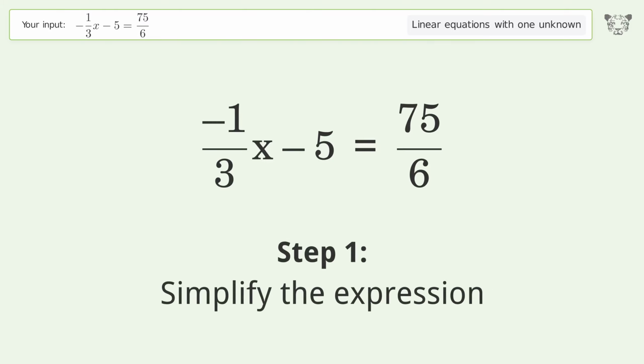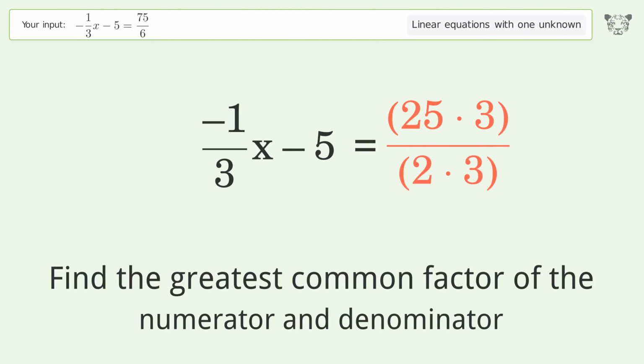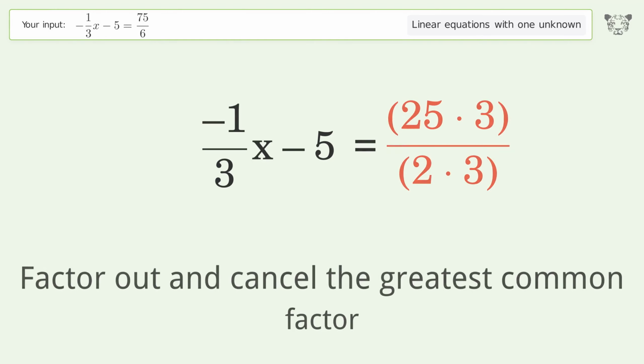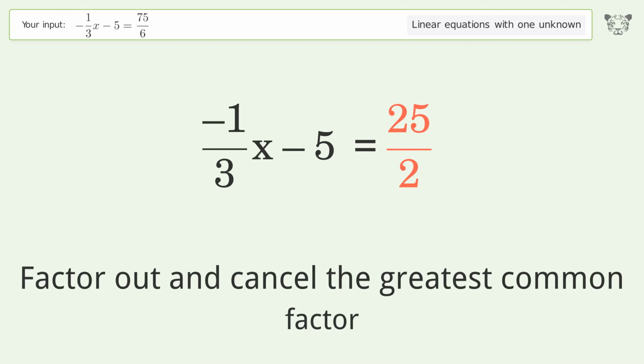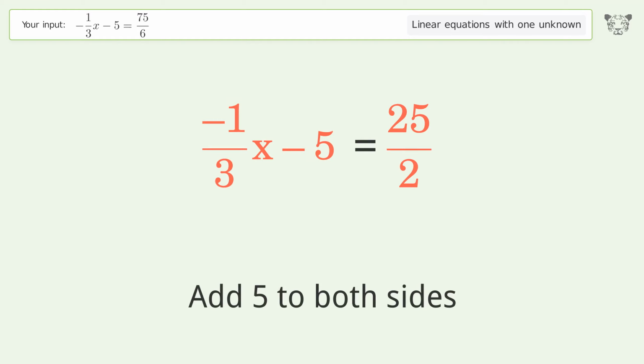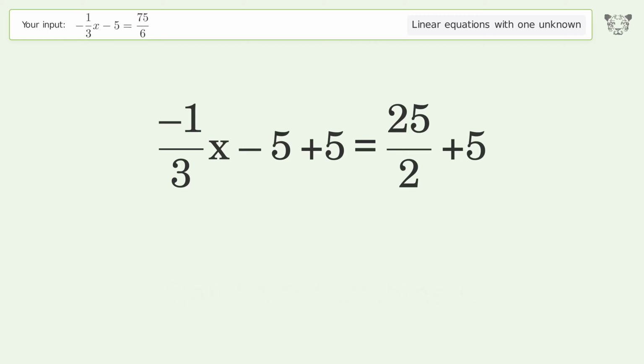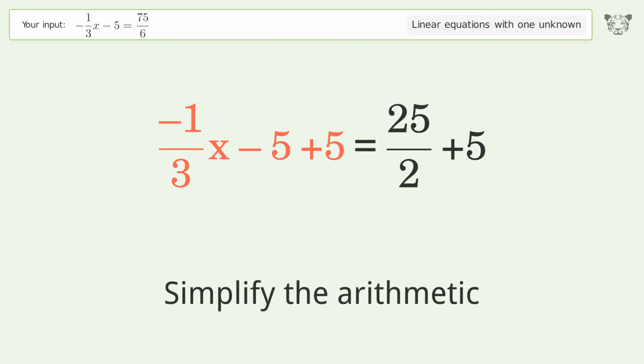Simplify the expression. Find the greatest common factor of the numerator and denominator. Factor out and cancel the greatest common factor. Group all constants on the right side of the equation. Add 5 to both sides. Simplify the arithmetic.